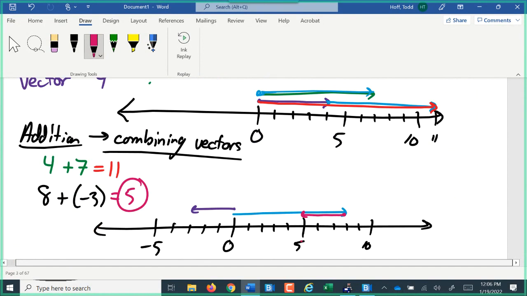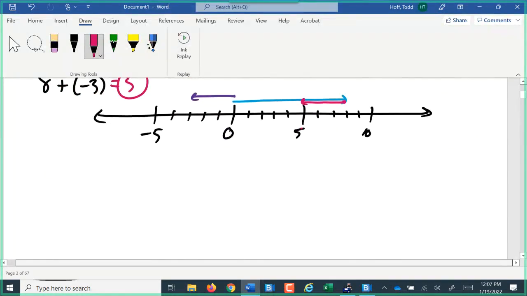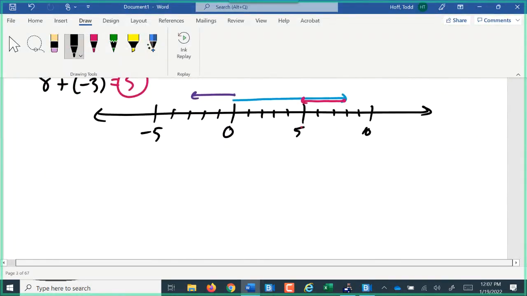The vector picture allows us to combine those negatives with our positives without having to think about it really too much. Now, I don't expect we're going to draw vectors to scale every time we add with our integers, with our negative numbers. But I do keep that picture in my mind when I am working with integers.